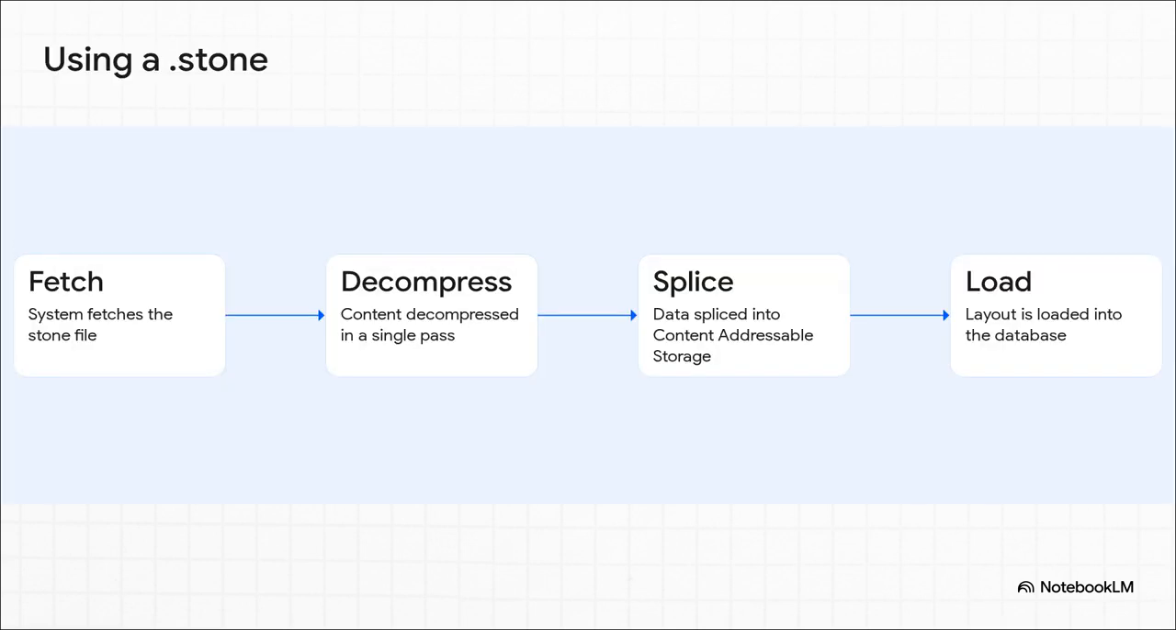So how does a stone file actually get used? Well, spoiler alert, it doesn't get installed in the traditional sense at all. First, the system fetches the stone. It decompresses the content in a single pass. Then it splices that data directly into content addressable storage, which is essentially a deduplicated cache. Finally, it loads the layout into a database. The system is just staging the pieces, getting them ready to be atomically swapped during that next transaction we talked about earlier. It is just so incredibly clean.